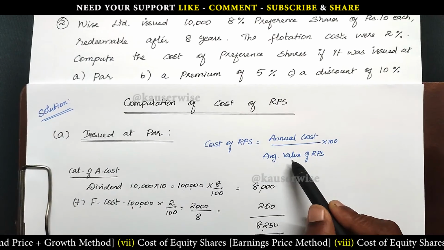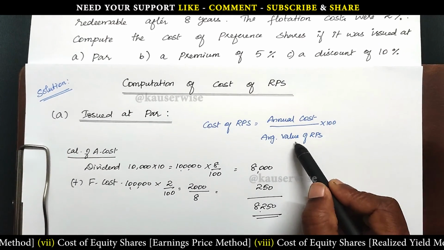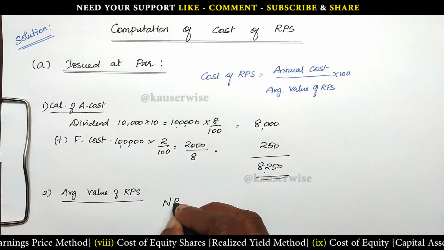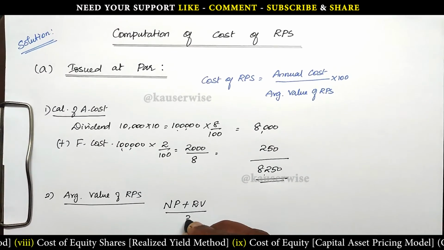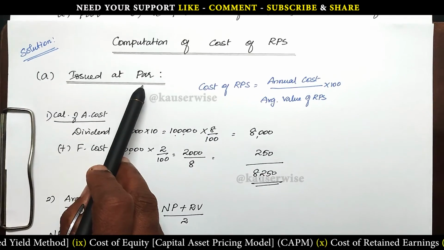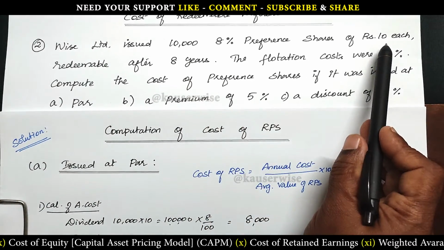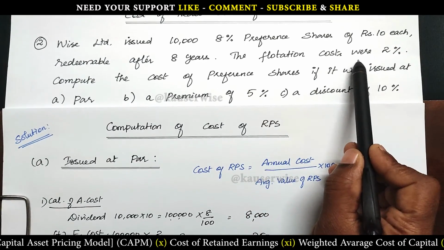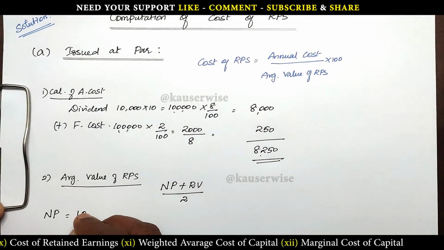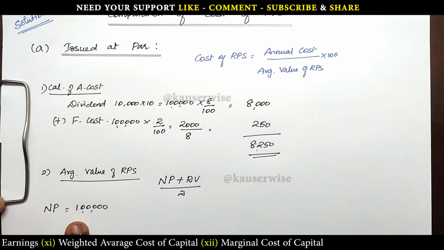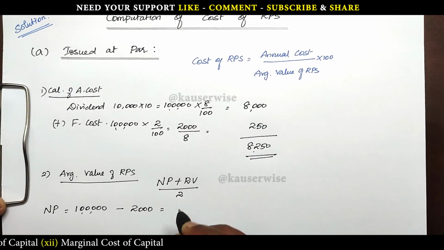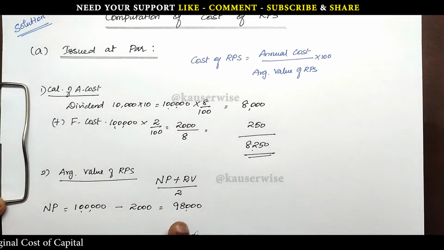The second one is average value of RPS. What is the formula for average value of RPS? Net proceeds plus redemption value divided by 2. So NP is equal to, what is the formula to find out NP? If the issue is at par, face value, that is 10,000 into 10 rupees each, 1 lakh. The flotation cost, how much? 2 percentage, that is 2,000. 1 lakh face value minus 2 percentage flotation cost, that is 2,000. So 98,000. This is the net proceeds.